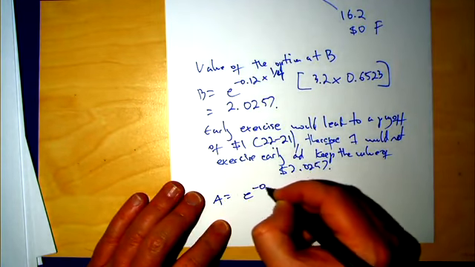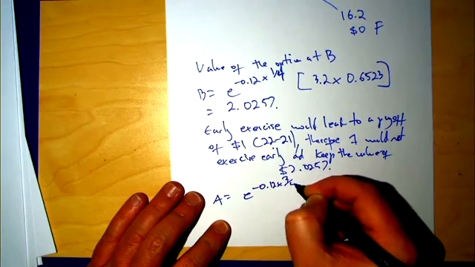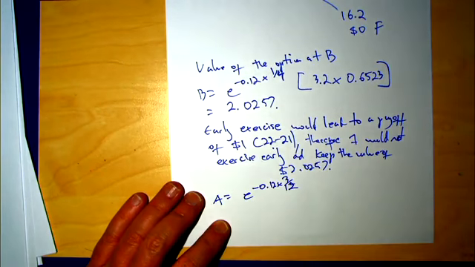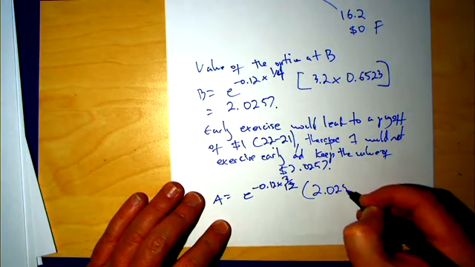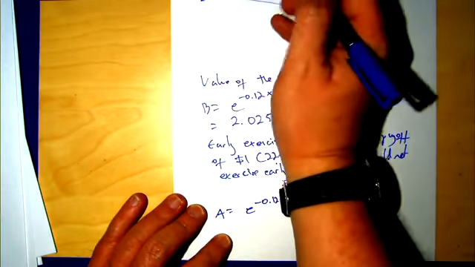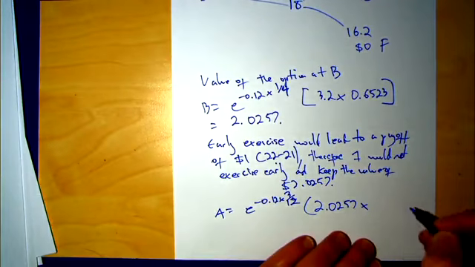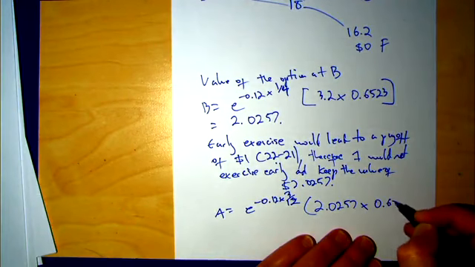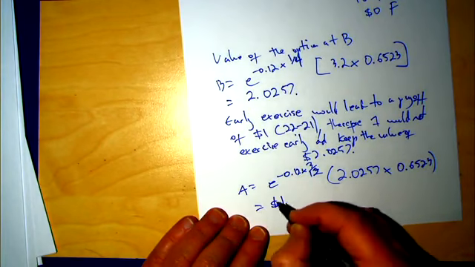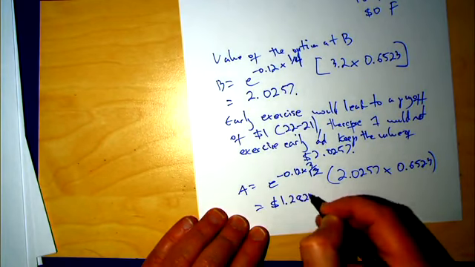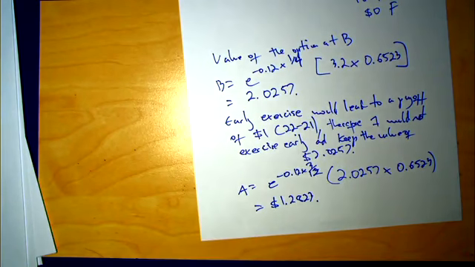So I say e to the power of negative 12%, and I'm bringing it back 3 months, a quarter of a year still. And now I say 2.0257. To get from A to B, I went up the tree, so I need to multiply it by P, the probability of moving up the tree. And that gives me 1.2823. In other words, the same as the European.